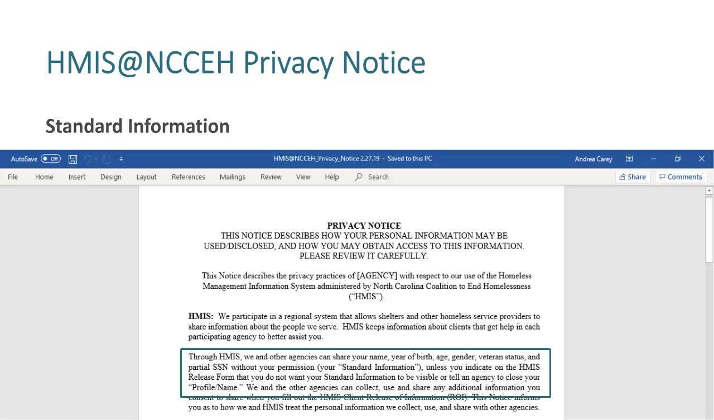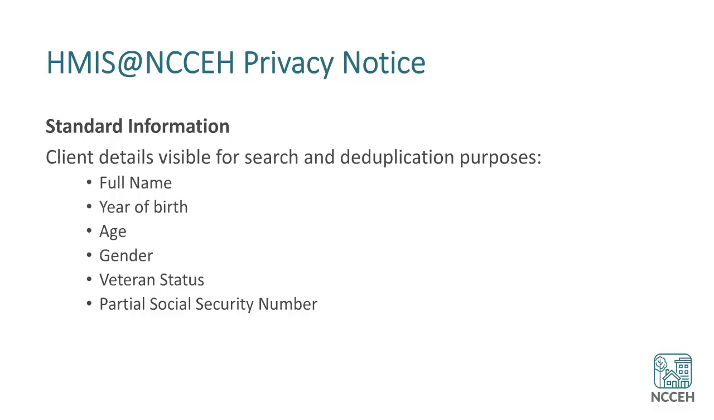After the title and a basic description of HMIS, the privacy notice describes the standard information that is visible in HMIS unless the client declines permission in a release of information. Standard information that is used to search for client profiles and for deduplication are the full name, year of birth, age, which is separate, gender, veteran status, and a partial Social Security number, the last 4 digits.